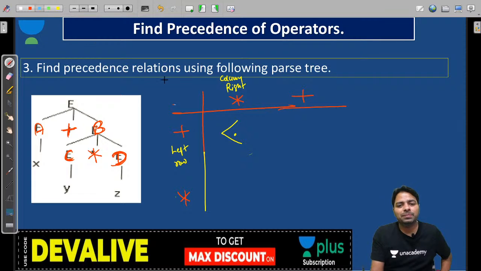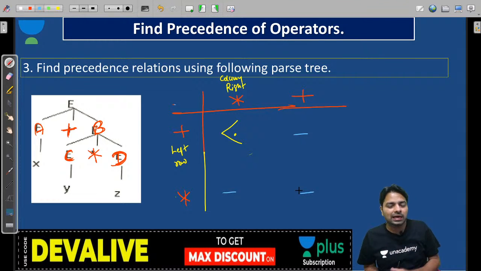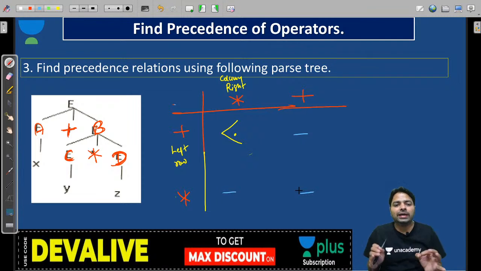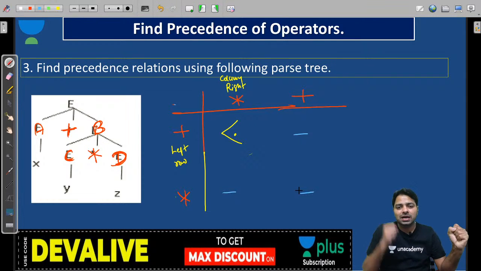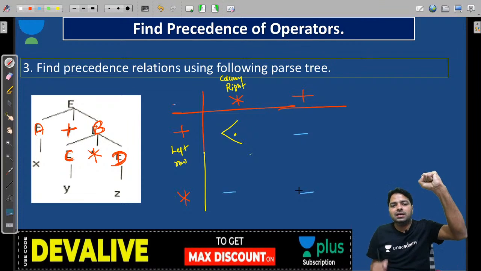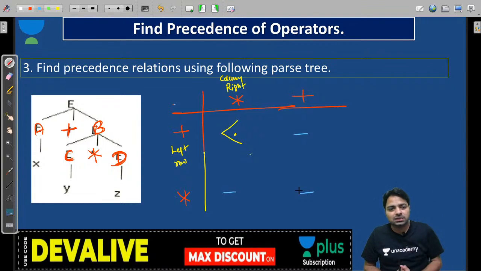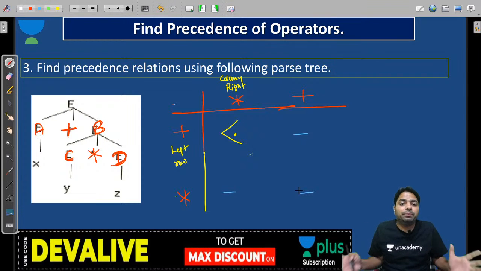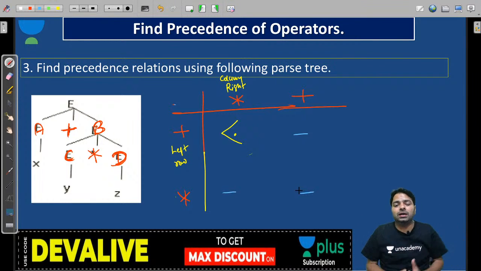You can't make an entry now because that information is not provided here. So you can leave them, basically. We don't make an entry right now. They are blank. The only thing you can get is when plus comes as the left and star comes as the right, then star gets more precedence. Star has more precedence than plus. That's all you can get from this tree. Remember that. Is it clear how to compute it? The same knowledge I was applying earlier to compute.